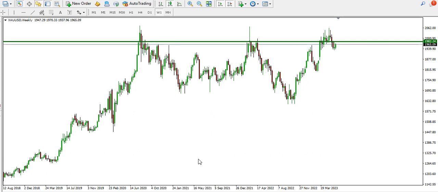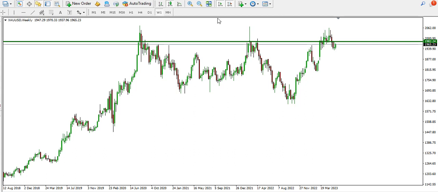Today we'll be looking at how we can trade gold, gbpusd, eurusd, usdjpy on the smaller time frames. But before we look at what is happening on the smaller time frames, we'll check what has happened on the higher time frame.